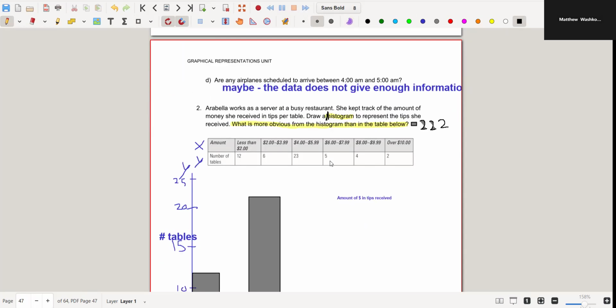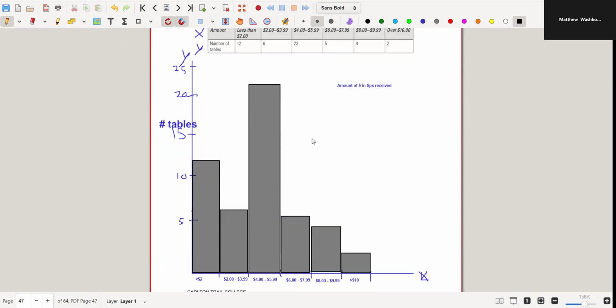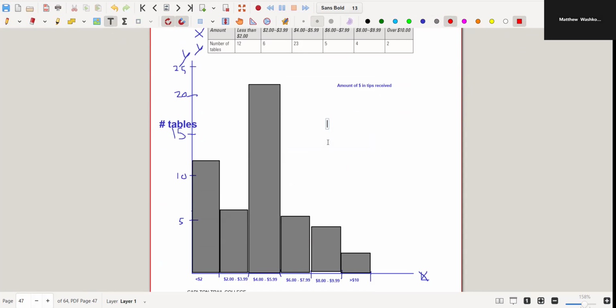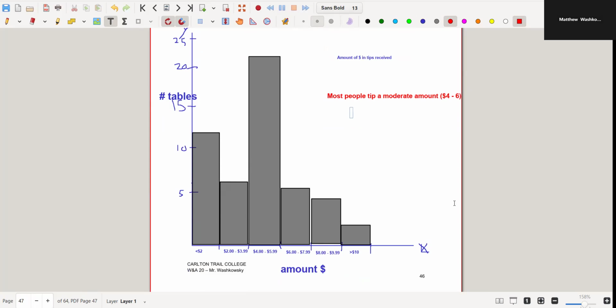So what is more obvious from the histogram than in the table below? Look at it. What do you learn a lot more of from visually seeing this data versus seeing it in a chart? Most people tip a moderate amount, or most people tip between $4 to $6, right? And that's it. That's genuinely it.